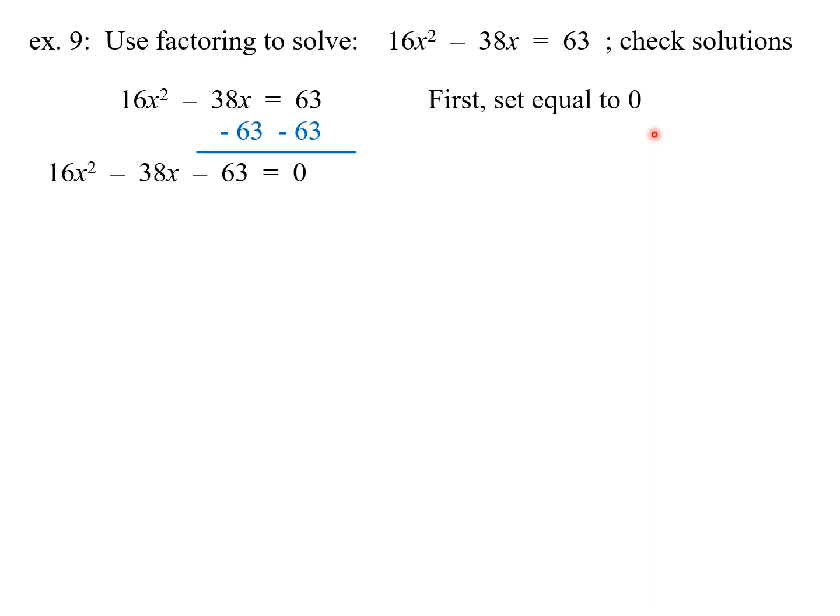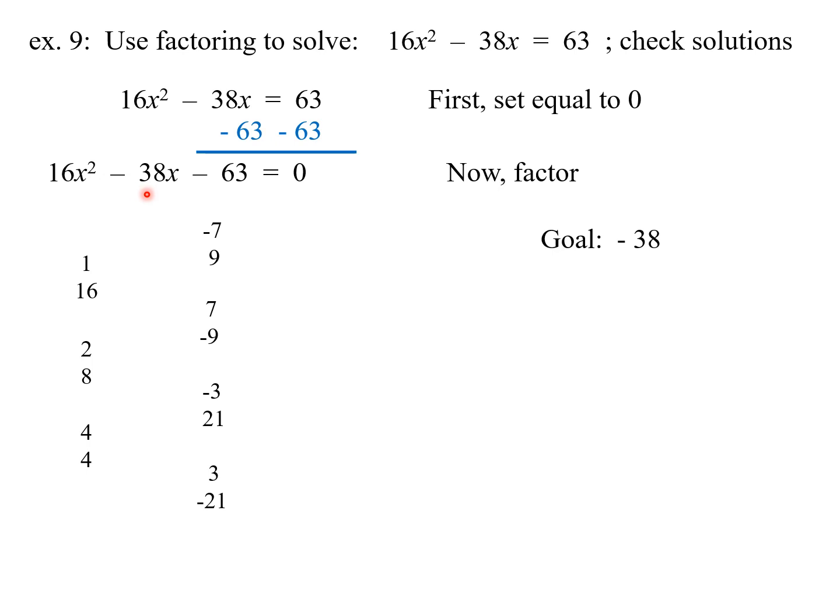and we get this. Okay, now we have to factor this. All right, whichever method you like factoring, I like this method, setting up factors of the first one, setting up the factors of the constant term, and I just start trying to pair them up until I get a goal of negative 38 after I multiply and then add.